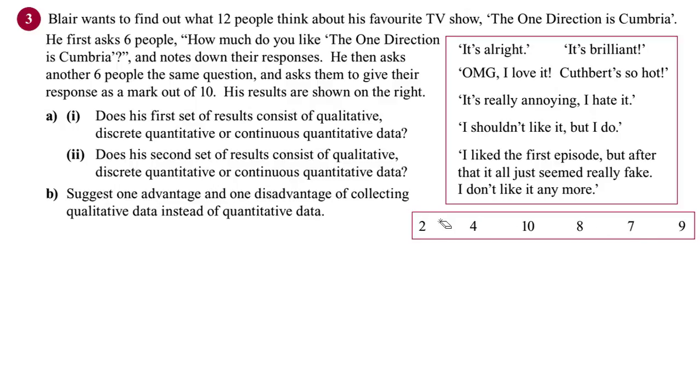These are numbers. So first of all, it's going to be quantitative. But again, because they can only be a 2 or a 4 or a 10 or an 8 or 7 or 9, they can't be decimal numbers. So we now say that they are discrete. Okay, they're discrete. Part B suggests one advantage and one disadvantage of collecting qualitative data instead of quantitative data.